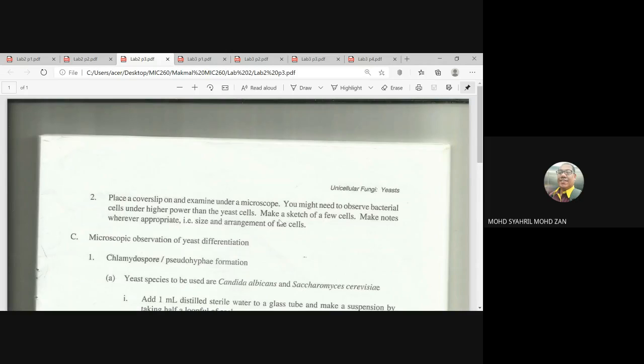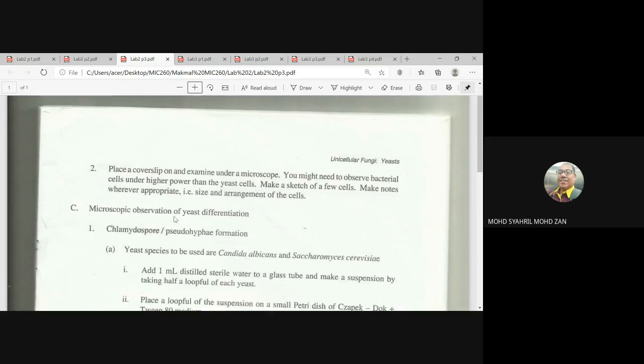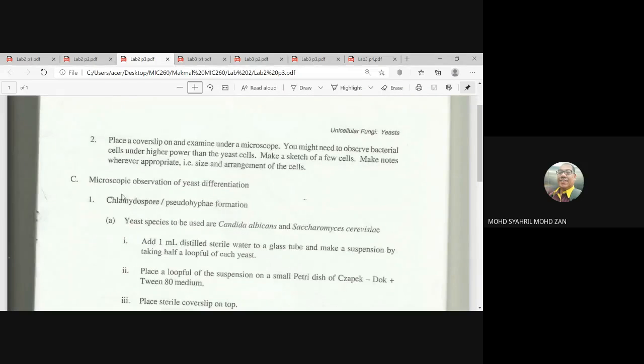Okay. And then make a sketch of a few cells, make notes wherever appropriate, for example, size or arrangement of the cell. So this one is more on morphological part, the samples of bacteria. Okay. So this one is more on the macro part. Okay. What about microscopic observations? So microscopic observation of the yeast differentiations.